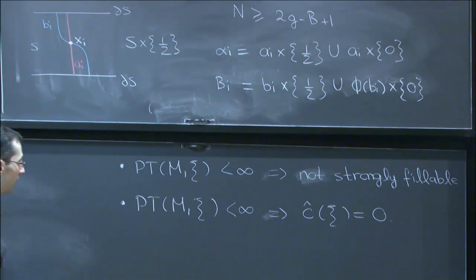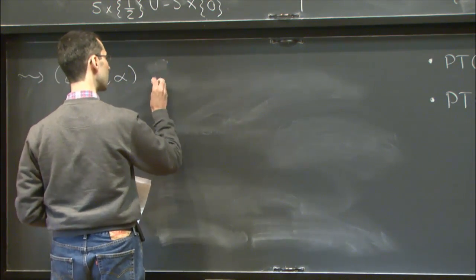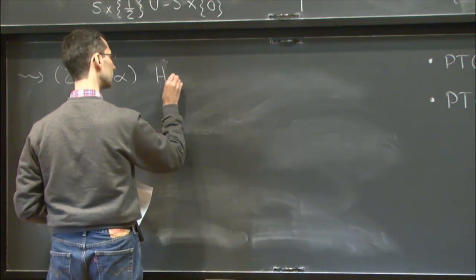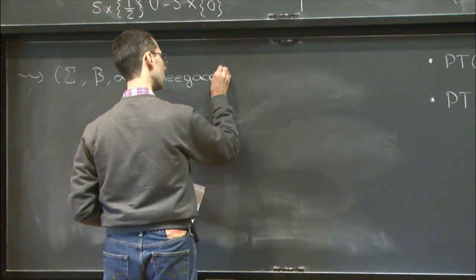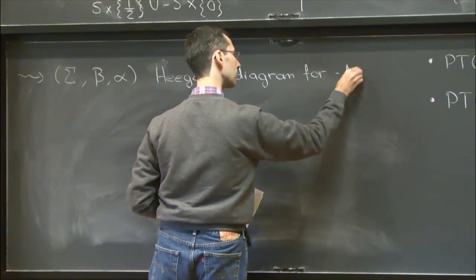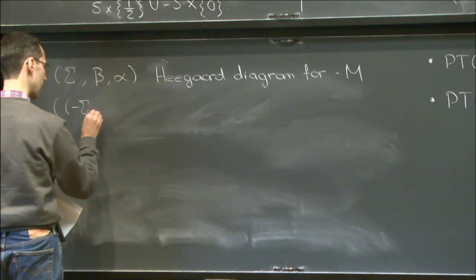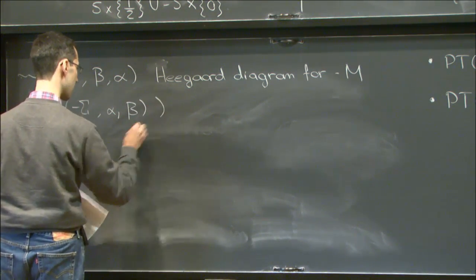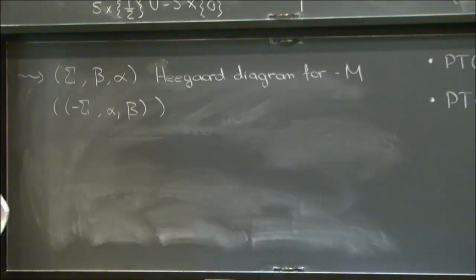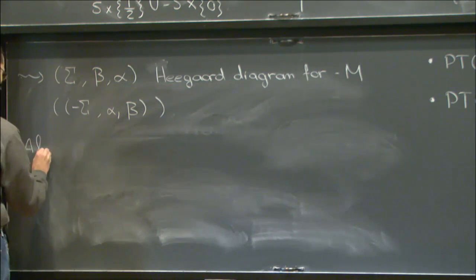Okay, so that's going to give you a Heegaard diagram for minus m. Or alternatively, you could also think of the minus sigma alpha beta. Each describes the same manifold. But to define the Heegaard Floer homology, you also have to choose some base points.